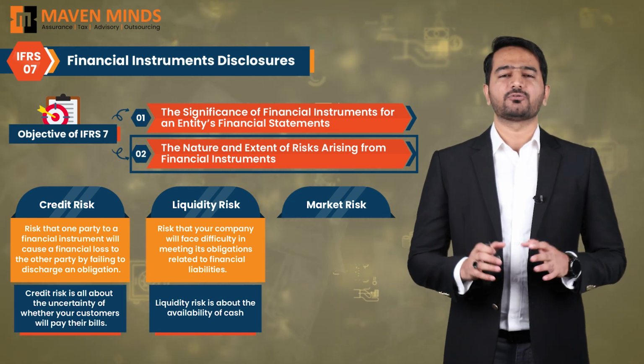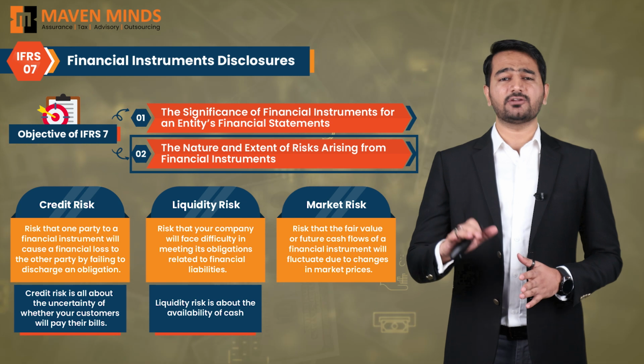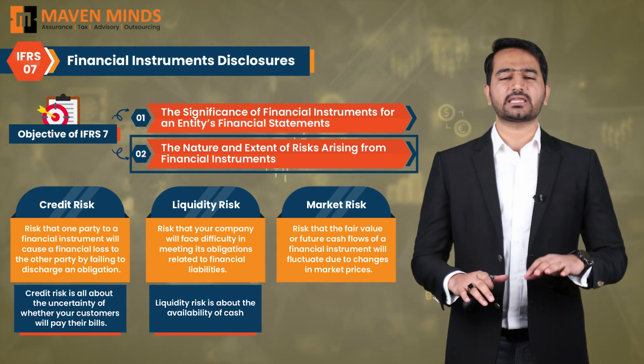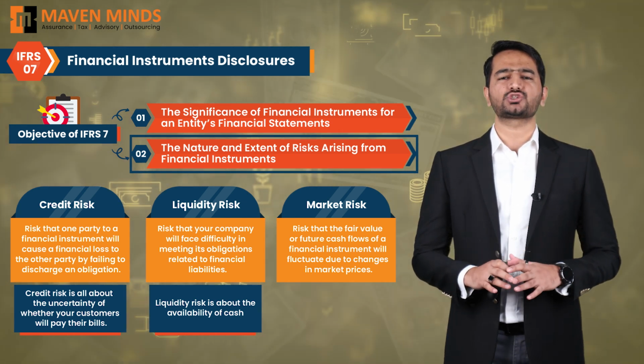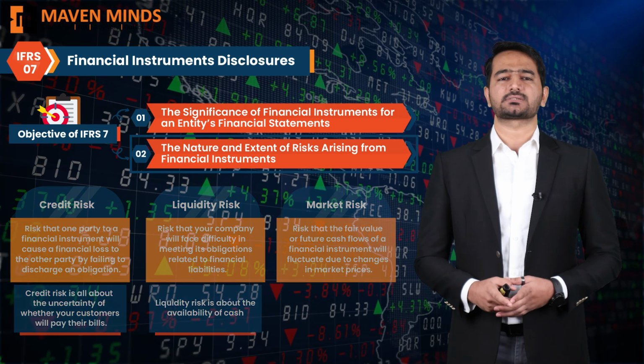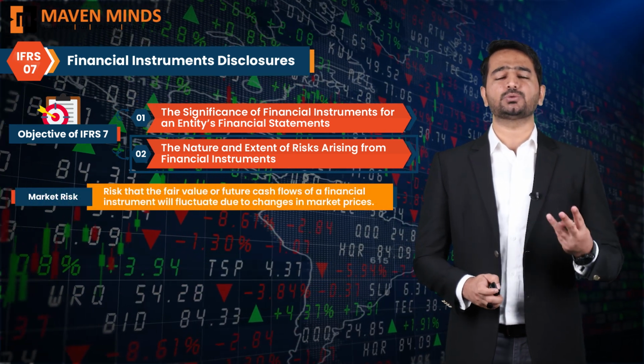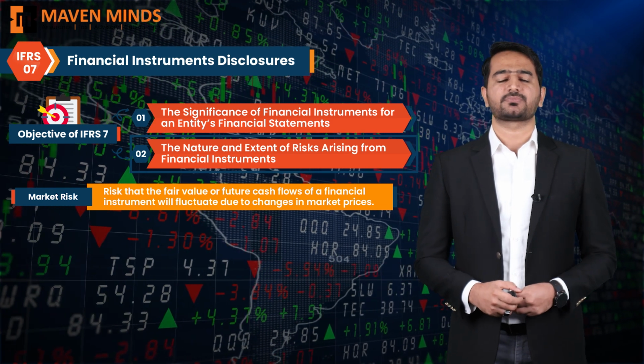And finally, we have market risk. This is the risk that the fair value or the future cash flows of a financial instrument will fluctuate due to changes in the market prices. The market risk can be further broken down into 3 separate types of risk.